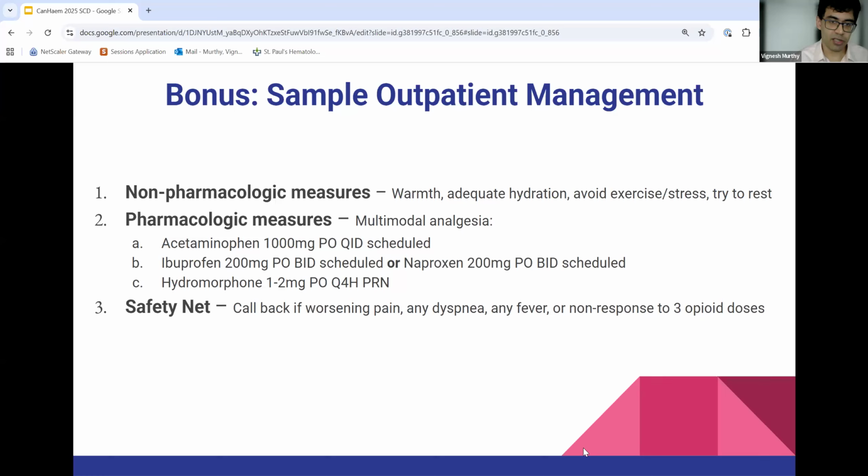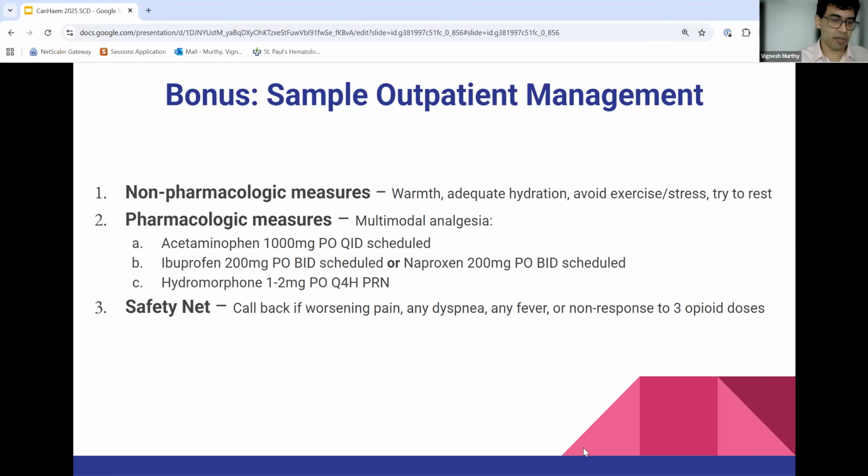You're informing patients to stay warm, stay hydrated, avoid exercise and stress, and try to rest. Patients with sickle cell disease frequently come from countries that are warmer. They are not used to the cold, and they may not even be aware that they need to take extra efforts to stay warm when they're here in Canada.